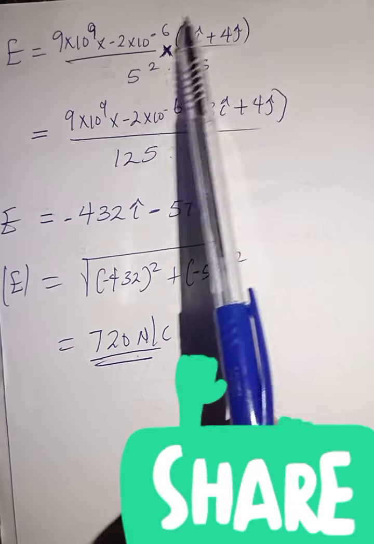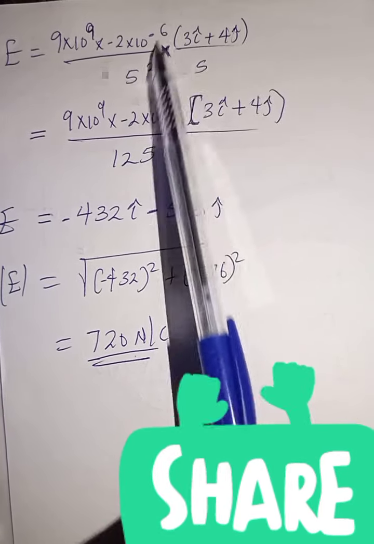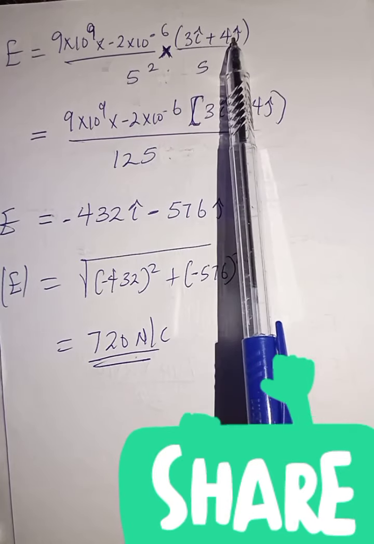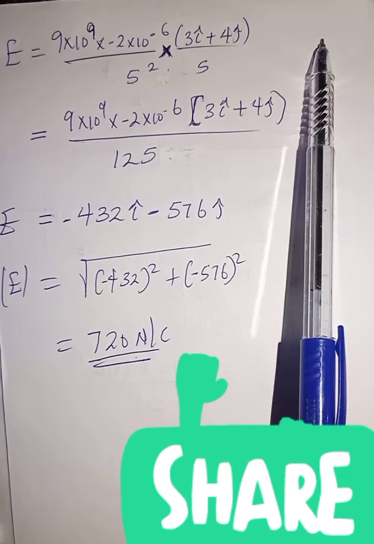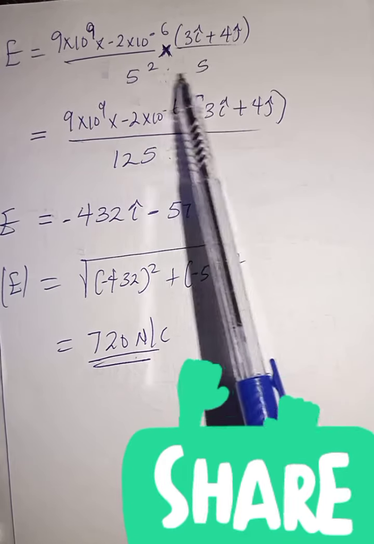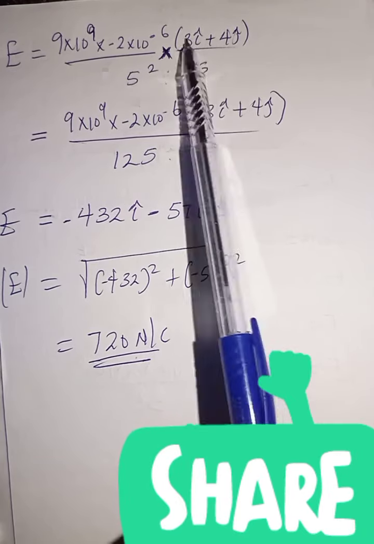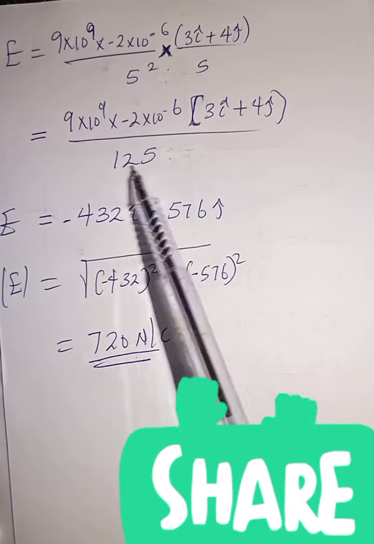This one will help us to get the direction of the vector. That's what this one is trying to do here, to be able to get the direction of the vector, which is the point minus the point of the charge. (3,4) minus (0,0) gives us this. Then divided by the magnitude of what you are having here as your answer, which is equal to 5. So 5 times 5 squared gives us 125.